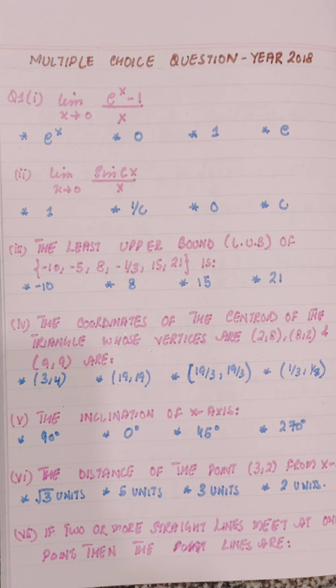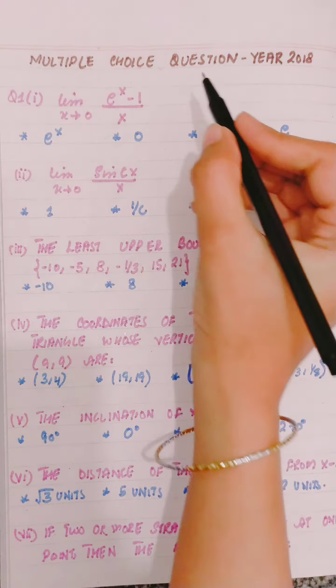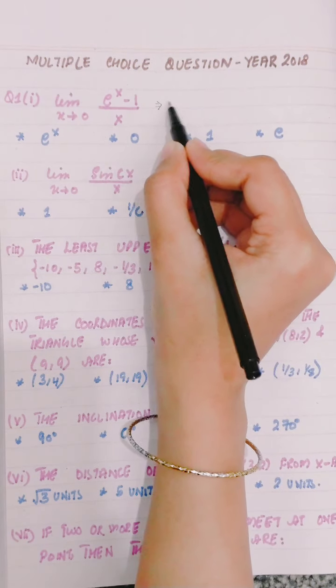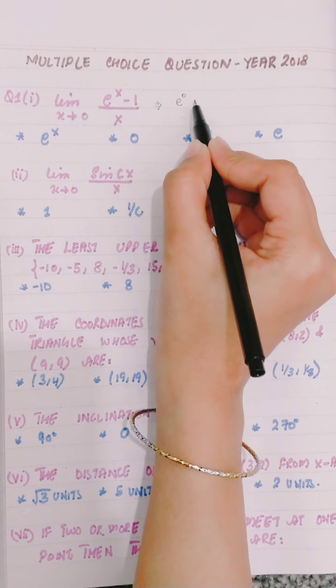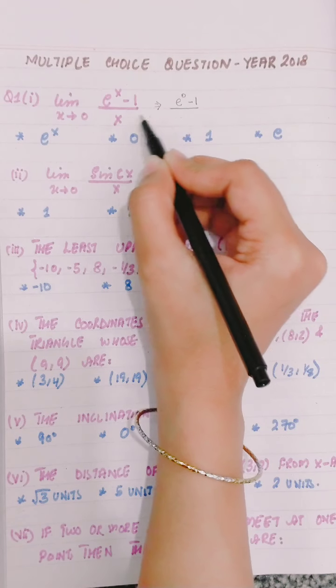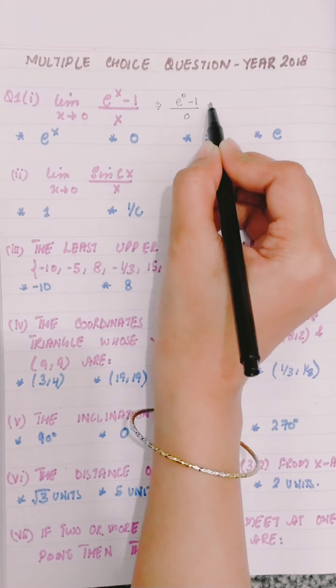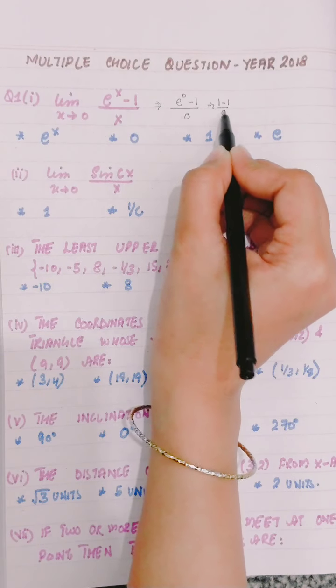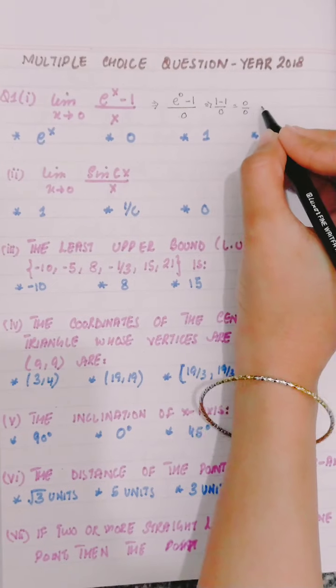Today we will do multiple choice questions from the AI 2018. Question 1, part 1 is limit x tends to 0 e ki power x minus 1 over x. If we substitute the value of x as 0 in this, e ki power 0 minus 1 and 0, so e ki power 0 is 1 minus 1, so it will be 0 over 0, which is undefined.